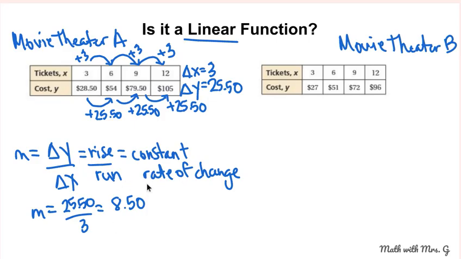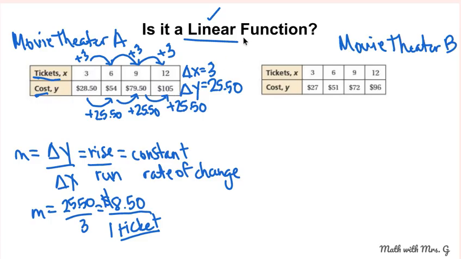And I would say, what does that actually mean? Let's go ahead and go into that because we want to make sure we understand units. That means that for $8.50, I can get one ticket. If you see this change in y, cost goes on top. See this change in x, it goes on bottom. Ticket was the x unit. So we are matching units, y over x. Because this had a constant rate of change, I say, yep, it's linear for movie A.